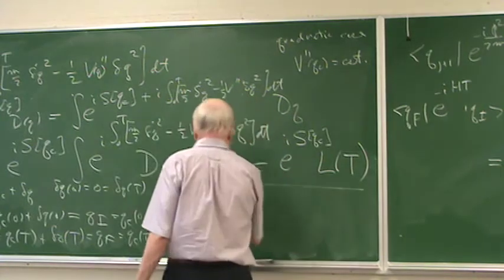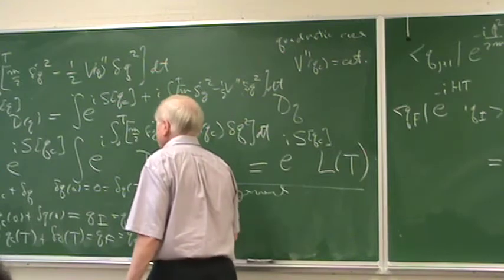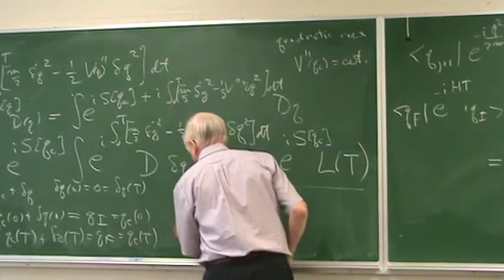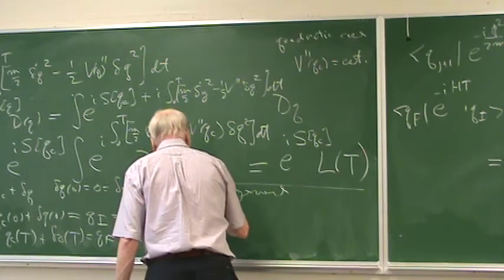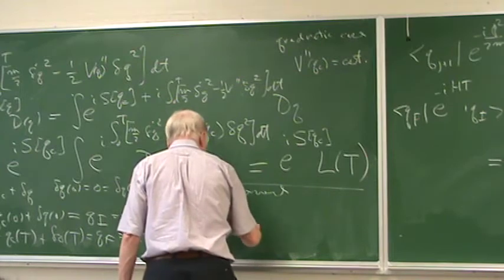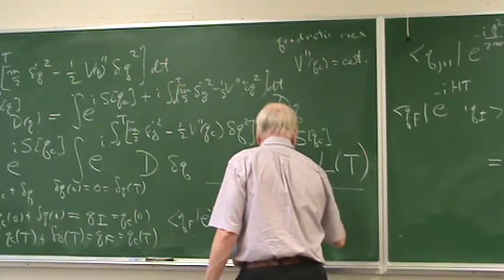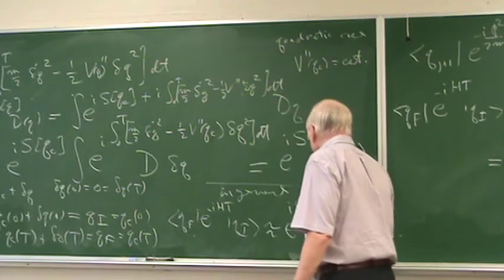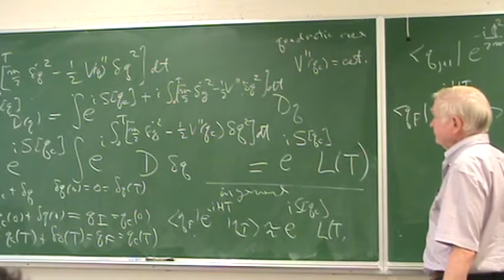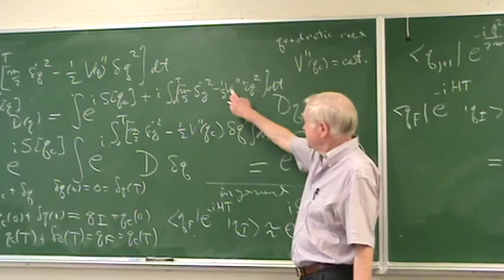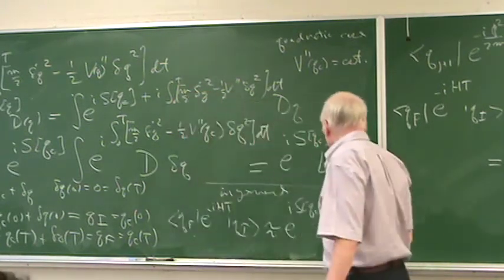So in general, what we have then is that the amplitude, e to the minus i H T, between Q i and Q f, is approximately e to the i S of Q classical times some function of time. But because of this integral here and all the higher order terms, it could involve Q classical.